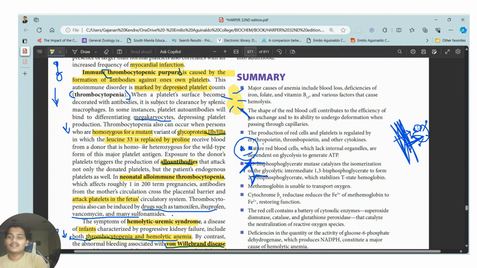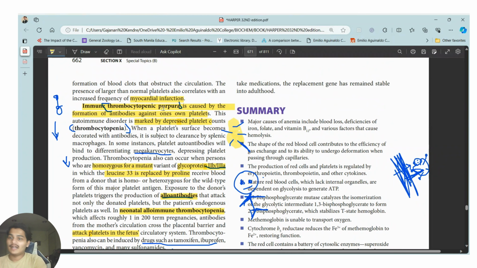When the platelet surface becomes decorated with antibodies, let's say this yellow shape I'll draw for you is our platelet, and these lines are our antibodies, decorating it. The antibodies attach to and try to destroy our own platelet, and this will form a larger structure, and while passing through the spleen, it will be attacked and cleared, or destroyed, by the splenic macrophages.